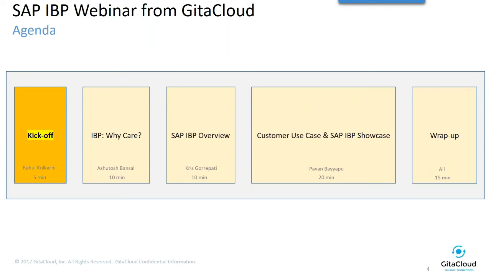So let's review the flow of the webinar so you understand how we plan to spend the next hour or so. Firstly, Ashutosh will cover a business performance context on why care about SAP IBP, what has changed, and how SAP IBP is different. After that, Kris will cover the SAP IBP overview. He will provide both the history of SAP IBP, how it has evolved as a product, and where it is going from here. And then Pavan will cover a customer use case of IBP. Pavan will also walk you through an SAP IBP solution demo, so you have a first-hand appreciation of the power of this platform.